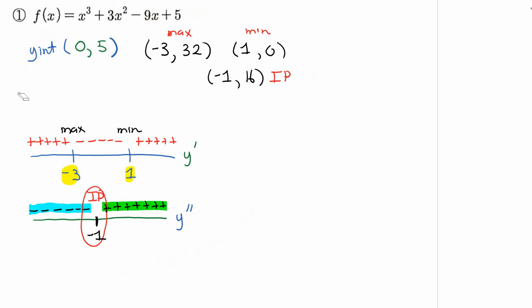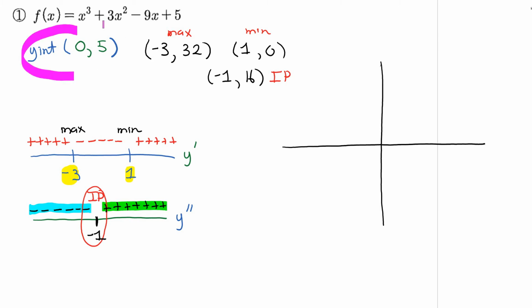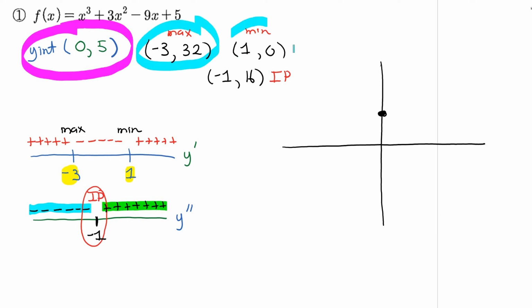All right, so let's go ahead and start sketching the problem here. So here's an x and y axes. Now I would go ahead and plot the y-intercept first. Now the y-intercept is around here. And then I would go ahead and plot your max and your min points next.